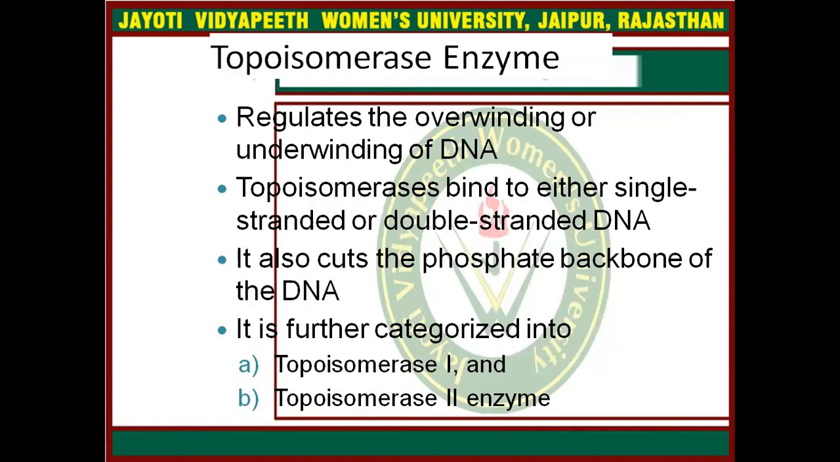Next is the topoisomerase enzyme, or you can say gyrase. It regulates the overwinding or supercoiling of DNA. Topoisomerase binds to either single stranded or double stranded DNA. It also cuts the phosphate backbone of the DNA. It is further categorized into topoisomerase 1 and topoisomerase 2.